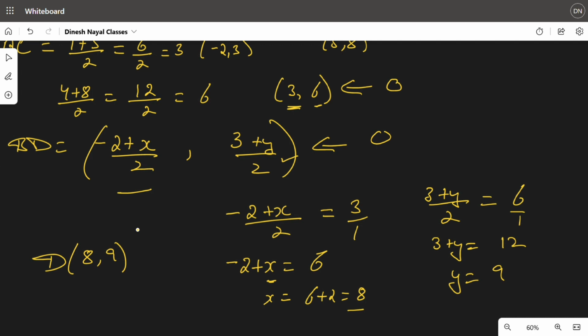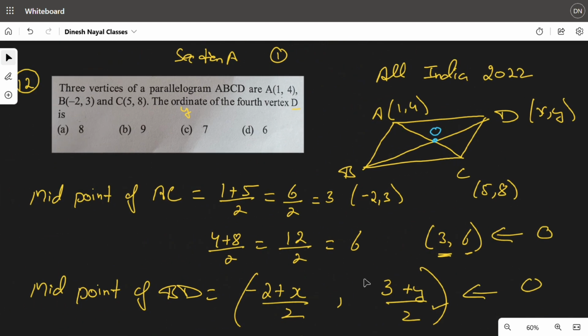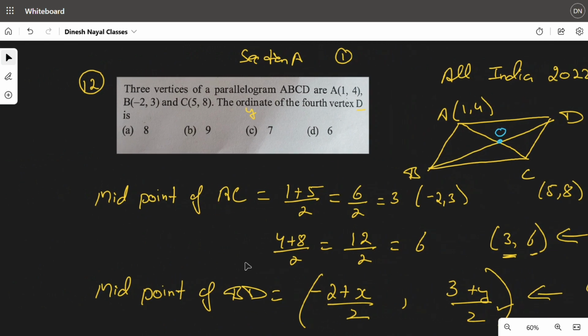But we have to find the ordinate. Ordinate is actually y. So this y equals 9. So our answer should be 9 over here. Hence we see B is the correct answer.